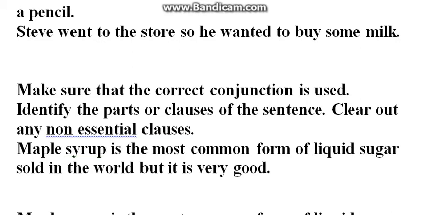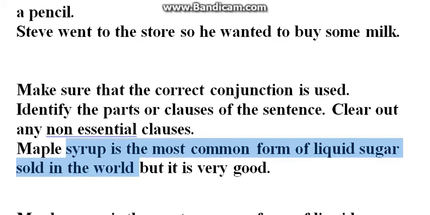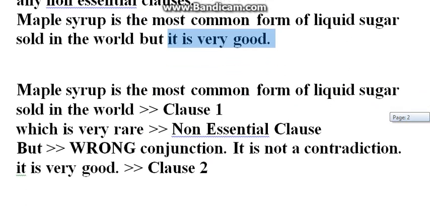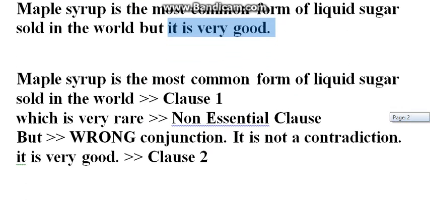Maple syrup is the most common form of liquid sugar sold in the world, but it is very good. So, but is a conjunction that connects the two clauses. This is the first clause, and this is the second clause. Maple syrup is the most common form. Again, this is what I just said. That's the first clause. The second clause, and the conjunction, if you didn't notice, it was wrong. It's not a contradiction. Okay?